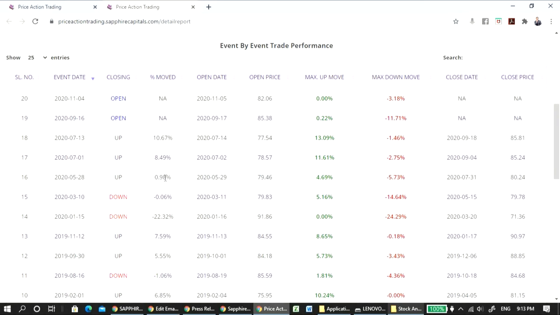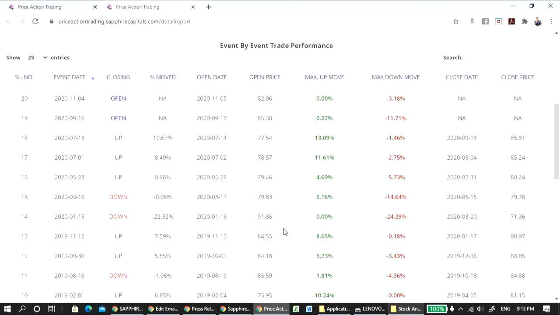On the 28th of May, and this was kind of similar, up and up, 4.69 down 5.73, not much of significance here. The previous 2 were a failure. As you can see, it went down by 14.64%, up by 5.16, and this is the March period when I believe the COVID hit us very hard and the stock prices had gone up, although the stock had a tendency to go up, as was confirmed by the bullish price action, but the stock couldn't move up. It eventually closed down by 0.06%.